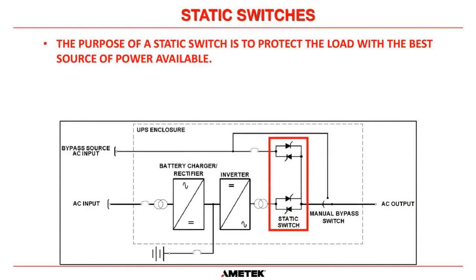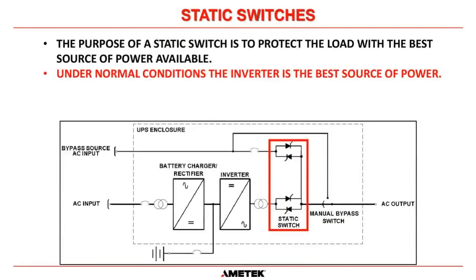Okay, so now we come out of the inverter, and the next thing is we're going to go through our static transfer switch. The purpose of the static switch is to protect the load. That's the only thing it does. You've got two sources of power, an inverter and a bypass source or alternate source. They mean the same thing. And the static switch selects the best source of power under all conditions. We do whatever we have to do to keep the load up. Never lose the load.